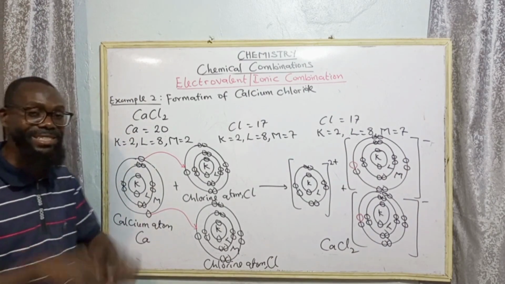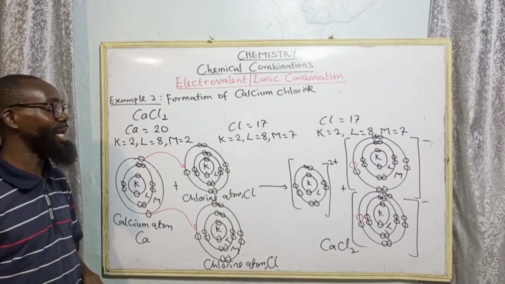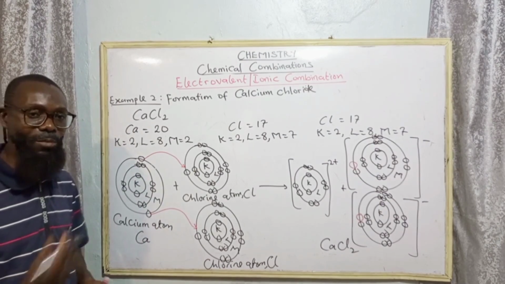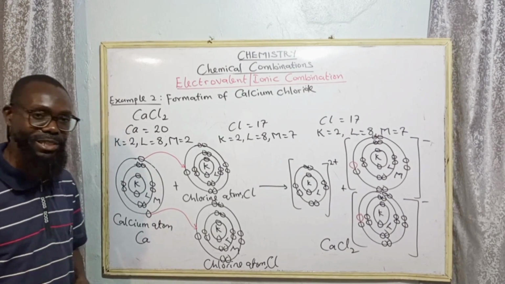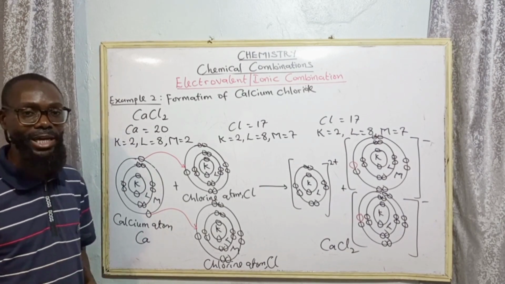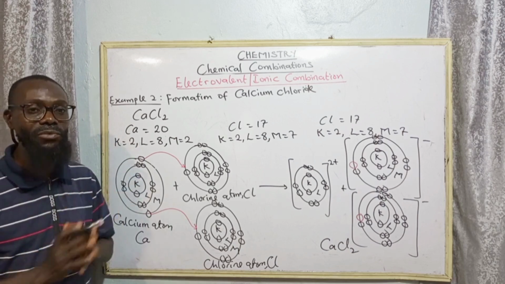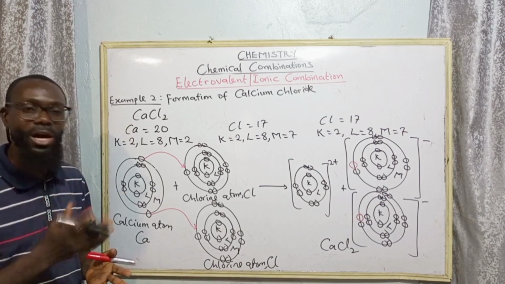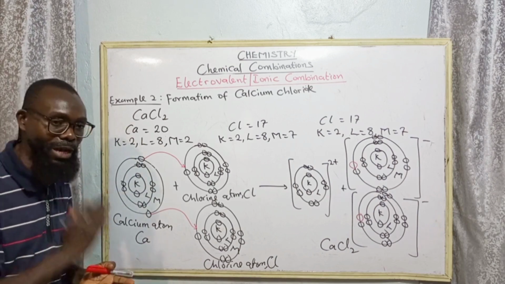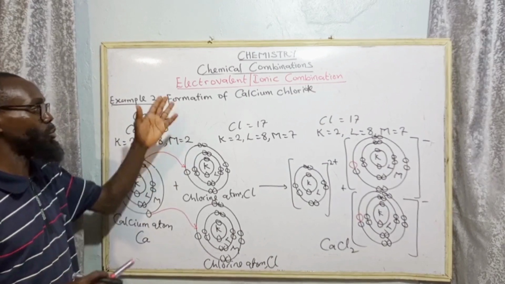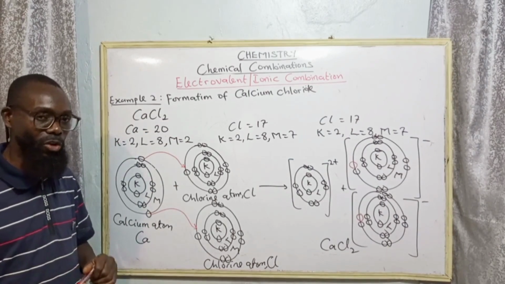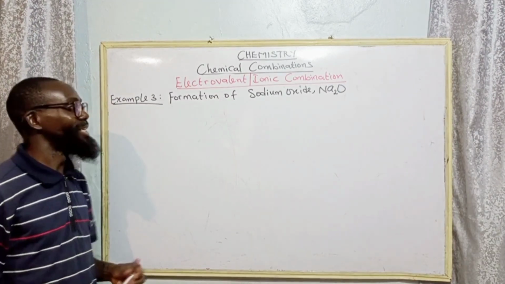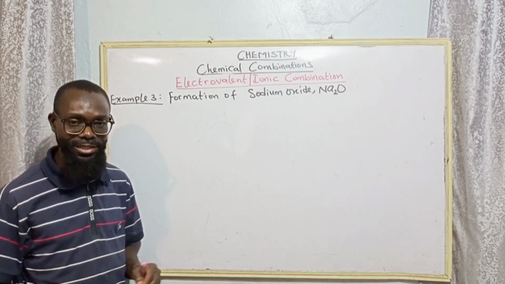So calcium chloride is an example of electrovalent combination or ionic combination. Other examples, we can have sodium oxide. We can have calcium fluoride. Any combination that involves a metal and a non-metal, where there's going to be a complete transfer of electrons from that metal to non-metal, is what we refer to as electrovalent combination or ionic combination. Let's take an example of sodium oxide. The next example is the formation of sodium oxide.